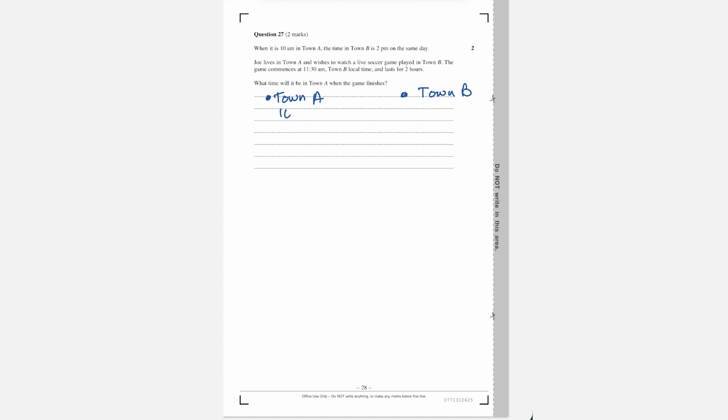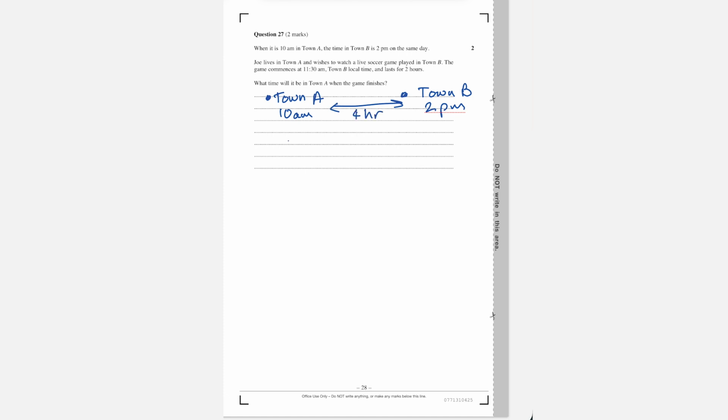And when it's 10 a.m. here in town A, it is 2 p.m. in town B. All right, so that means that we have between them a 4-hour time difference.